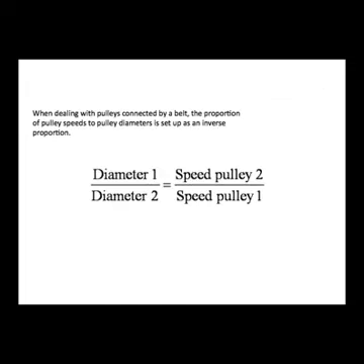Again, when dealing with a pulley connected by a belt, the proportion of the pulley speed to pulley diameters is an inverse proportion. So I have diameter 1 over diameter 2 equals speed of pulley 2 over speed of pulley 1. You notice that they're inverse. The right side is flipped.